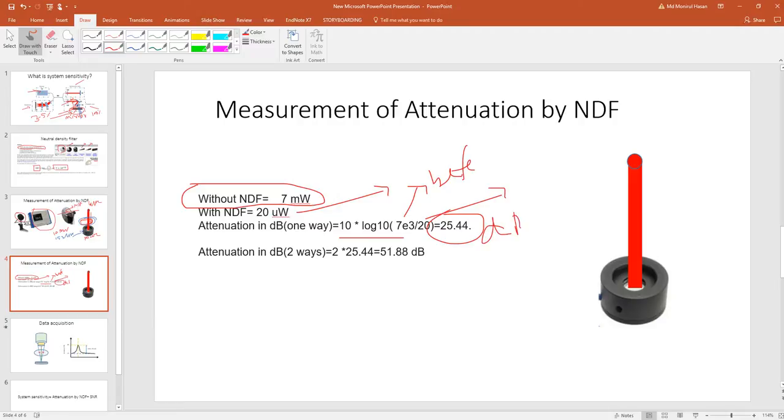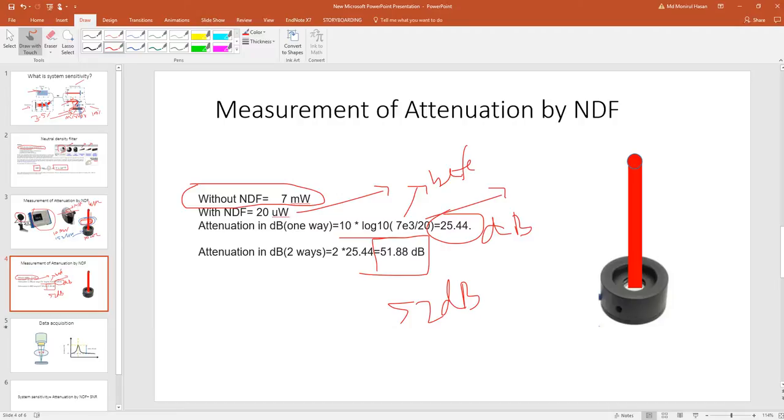This is in dB. Now, as I mentioned, in OCT the light will be attenuated in two ways: during the forward pass and also when the light is reflected back. So the total dB that will be attenuated is this amount, so 52 dB, something like that. So that's the characterization of the neutral density filter.